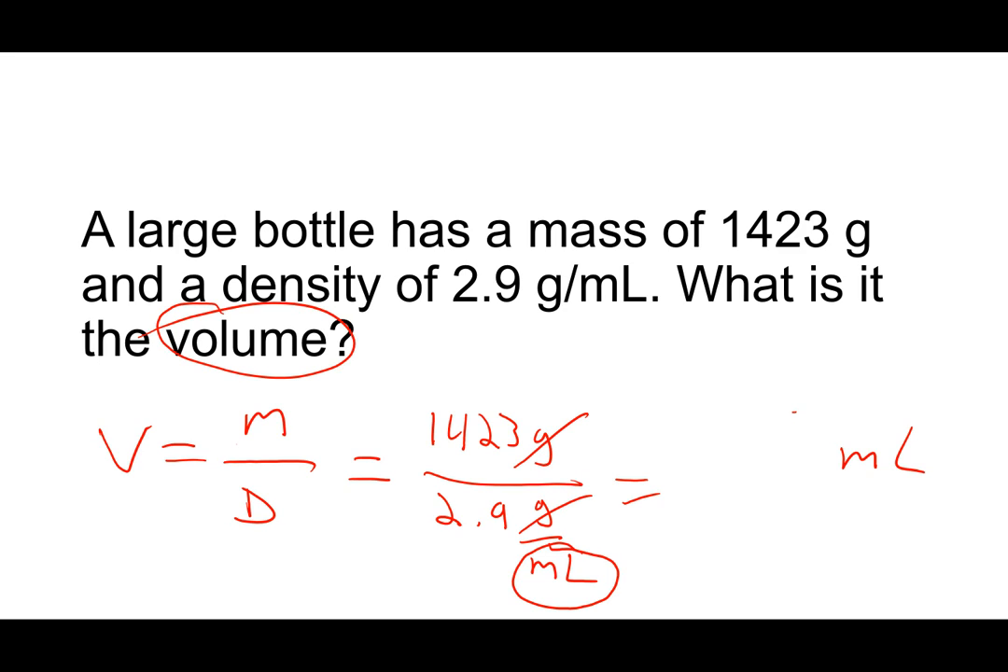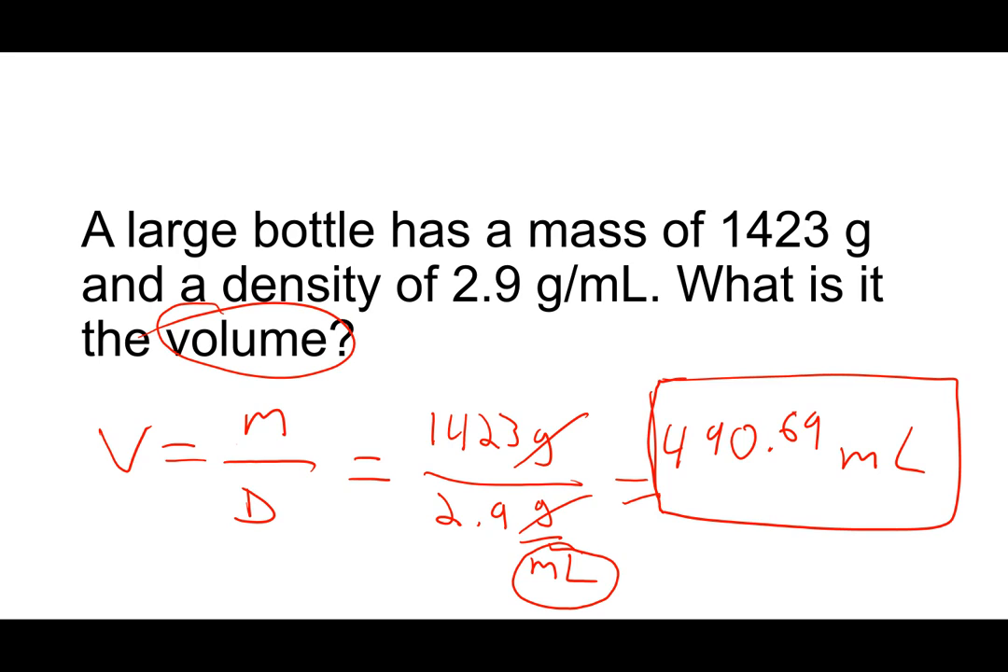And what I see when I plug this into the calculator, 1423 divided by 2.9, that gives me 490.689 and some other numbers. But when I round, it will end up being 490.69 milliliters. So the amount of space that this bottle takes up is 490.69 milliliters.